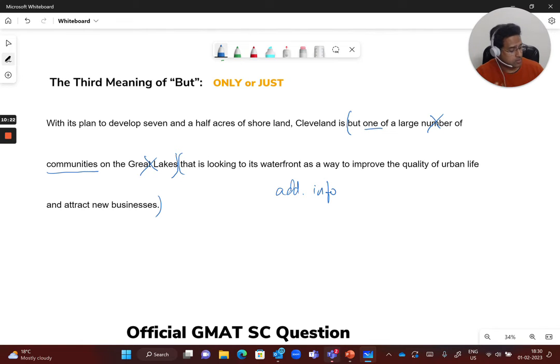I'm so sorry, I beg your pardon. One and communities. One, of course, refers to Cleveland, and the large number of communities refers to all those communities on the Great Lakes to which Cleveland belongs. Let's try to visualize this. Now, I'm sure you're aware that the Great Lakes consist of 5 to 6 lakes, water bodies that are found right in between Canada and USA. And one of them, a smaller one, is Lake Erie, and we find Cleveland situated on that, right?